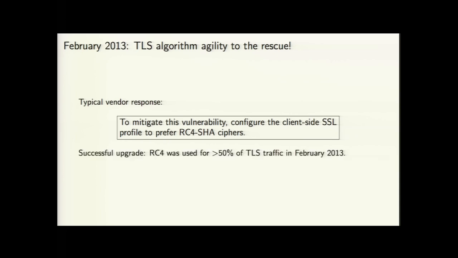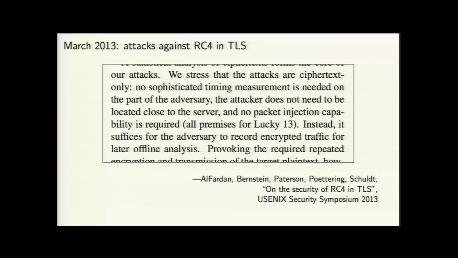So RC4, by February, was successfully used for more than half of all SSL traffic on the internet, according to some surveys, which caused a little bit of a fuss months later with attacks against RC4 as used in TLS, which would recover cookies after some number of millions or maybe even billions of repetitions of the cookie. It's not the fastest attack in the world, but it doesn't need all the fancy timing, being close to the server you're attacking or the client you're attacking, like Lucky 13. So RC4 is not looking too good in TLS. There's also problems with using RC4 in WPA.